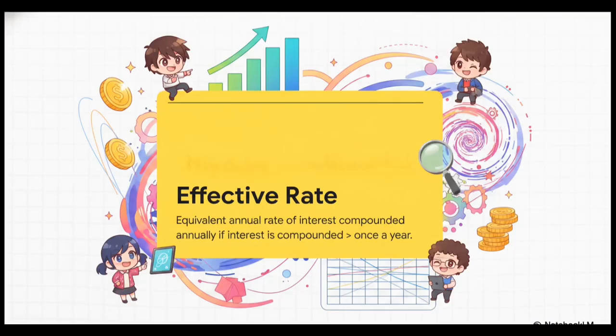Listen carefully. What actually happens when your bank compounds interest more than once in a single year, like say quarterly or monthly? Well, the actual interest you earn mathematically grows. You see, the nominal rate is just what they advertise on the posters. But the effective rate of interest, that's the true reality. It's officially defined as the equivalent annual rate of interest compounded annually if the interest is compounded more than once in a year. Basically, it reveals the true ultimate return on your hard-earned investment.